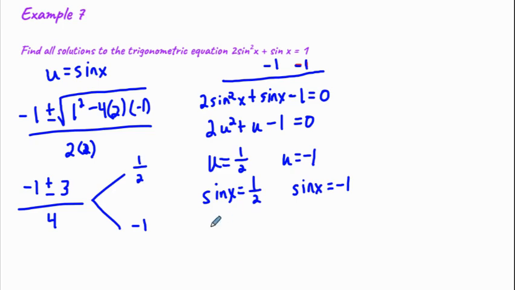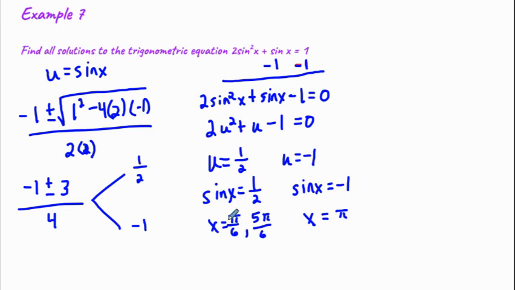Well, pi over 6 is one of them. But remember, sine is positive in both the first and second quadrant. So there's another one, and it happens to be 5 pi over 6. Okay. Now, sine x equals negative 1. Where is it negative 1 in the y coordinate on our unit circle? That would be where x is equal to pi. Okay. So find all solutions.